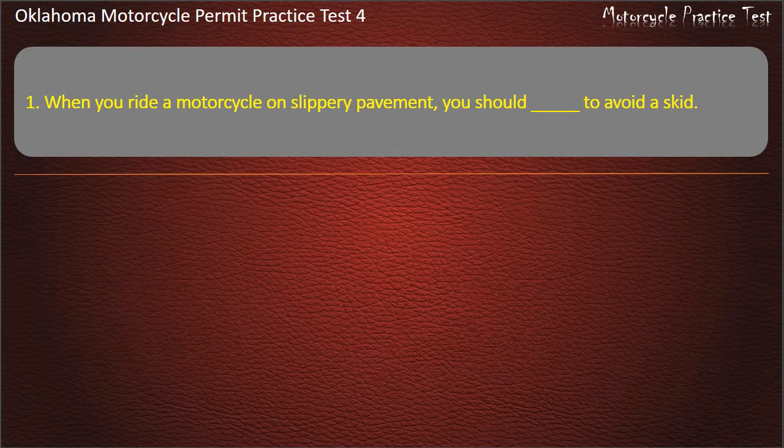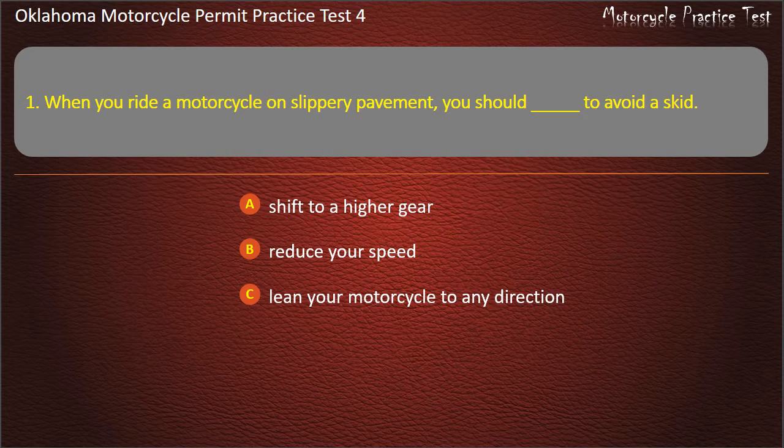Question 1. When you ride a motorcycle on slippery pavement, you should, to avoid a skid: Shift to a higher gear. Reduce your speed. Lean your motorcycle to any direction. Accelerate. Answer. Reduce your speed.